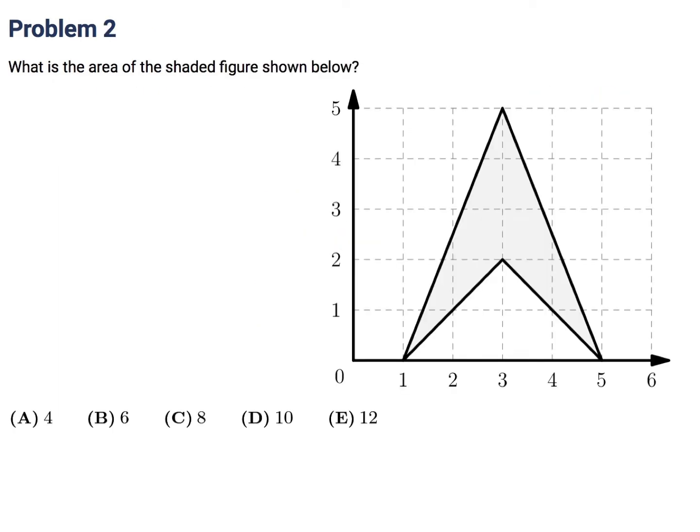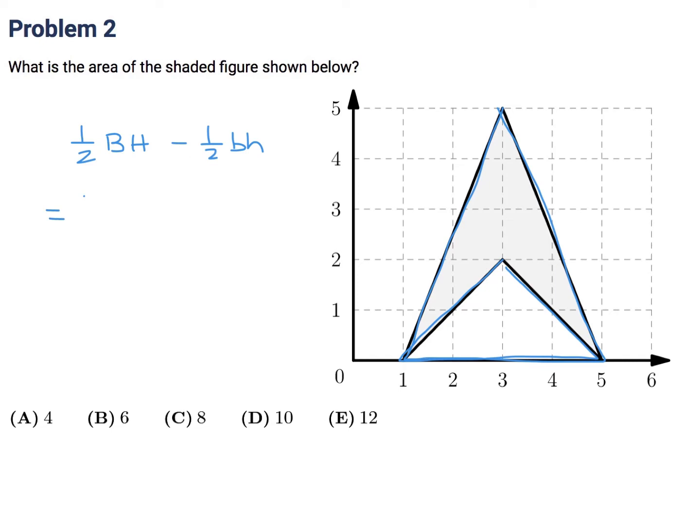Problem number 2. What is the area of the shaded figure? So it looks like we can take this full triangle and subtract from it this triangle. The full one is 1/2 base times height, and the smaller one is 1/2 base times height also, but the dimensions will be slightly different.